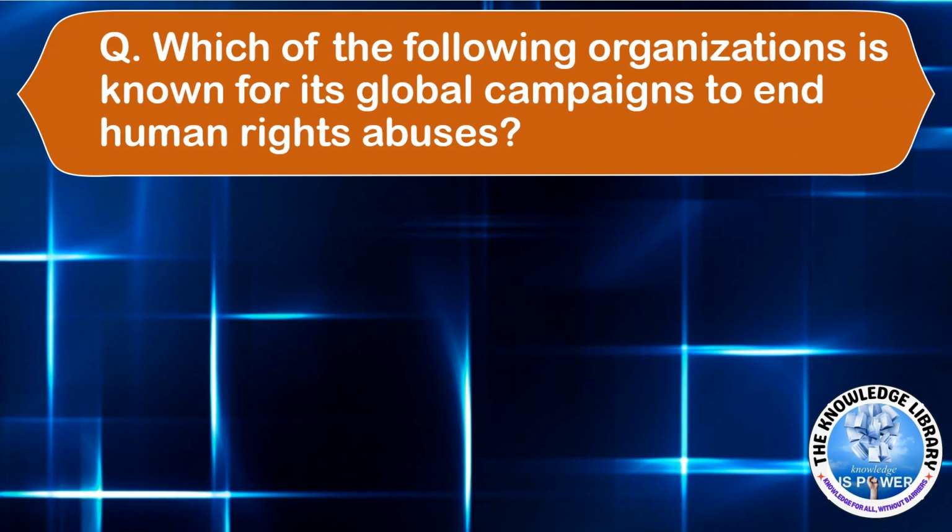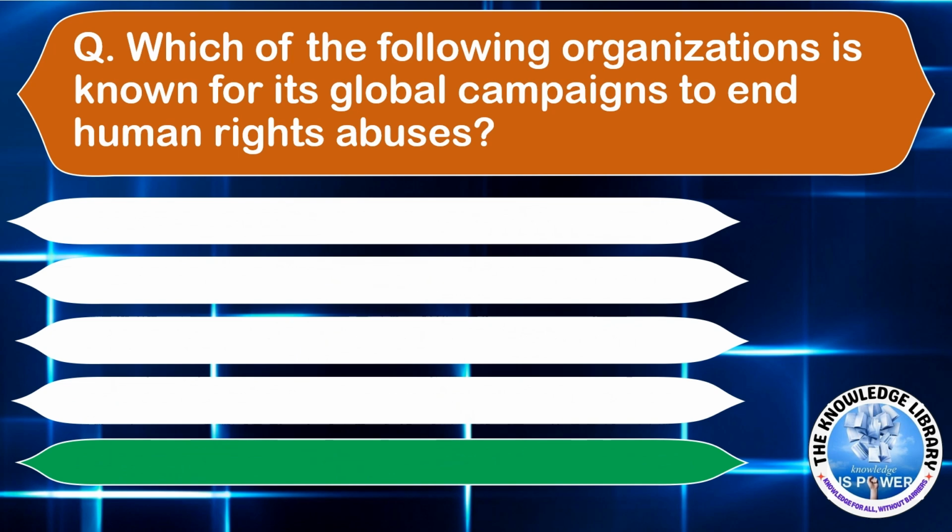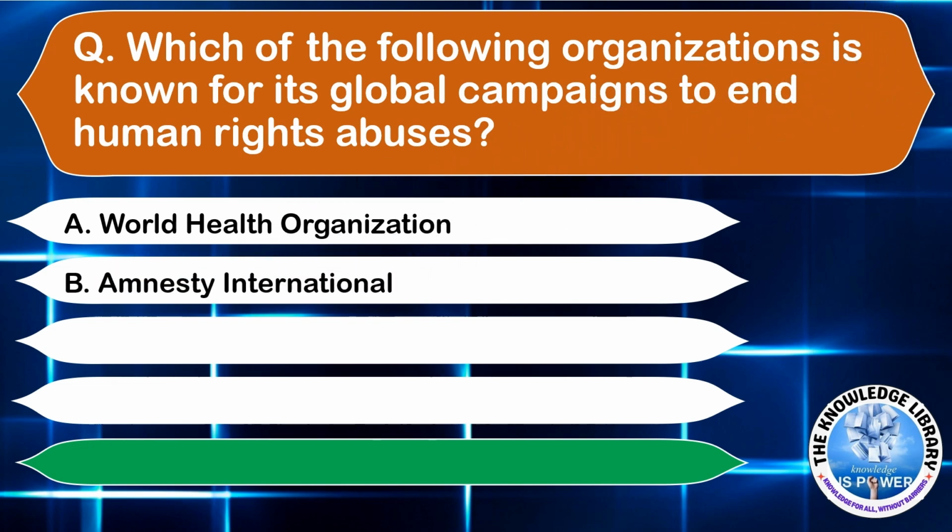Next question is, which of the following organizations is known for its global campaigns to end human rights abuses? Option A, World Health Organization. Option B, Amnesty International.